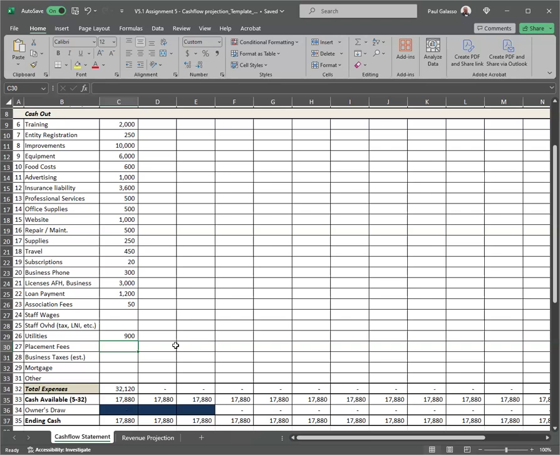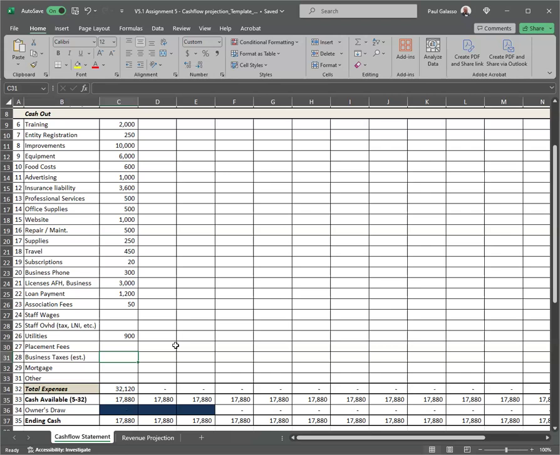So in this case, we are going to take the money that most people would pay as a placement fee, and we're going to use that for our advertising. So I'm not going to set aside any money for placement fees.